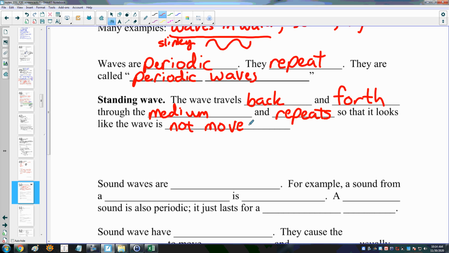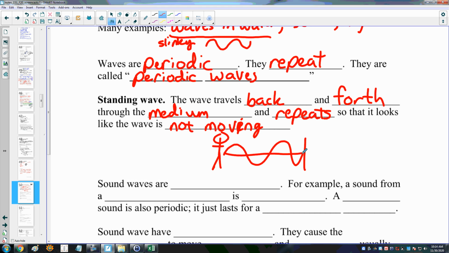You might have done this before, where you have a rope and you're moving it up and down. So let's say that you have a rope and it's attached to some object, and you stand here, and you're moving it up and down, and if you get it just right, it looks like the wave is standing there, like it's not moving at all. You may have actually done that with a rope, and if not, try it. We'll do it in class. But this is called a standing wave.